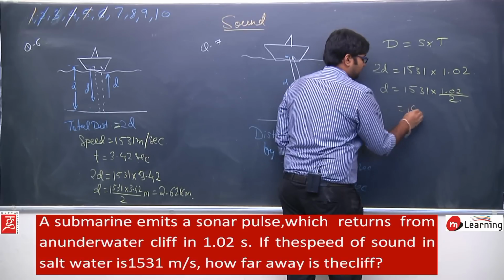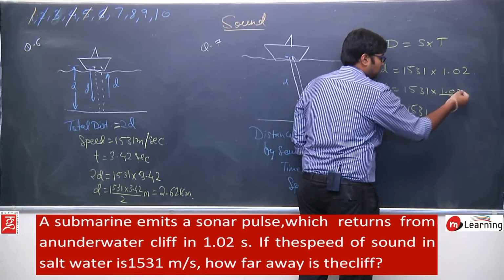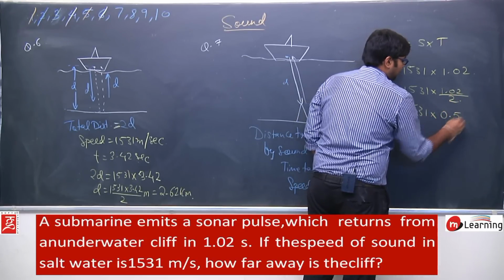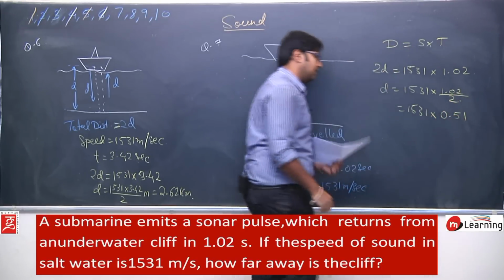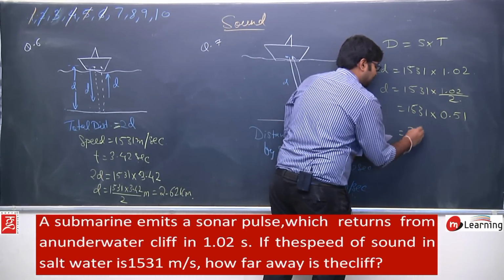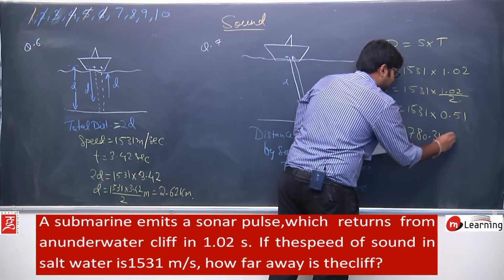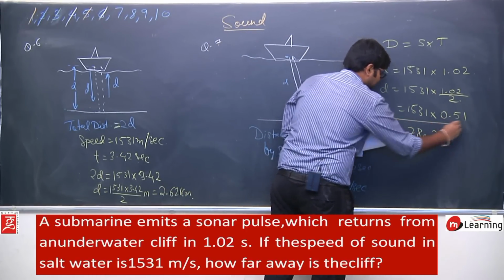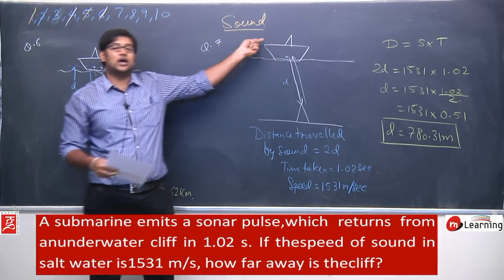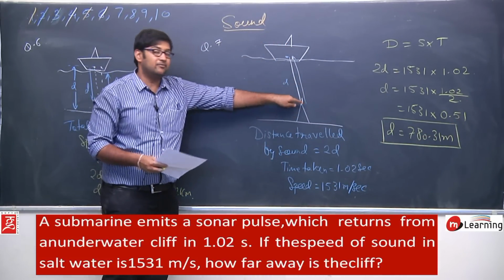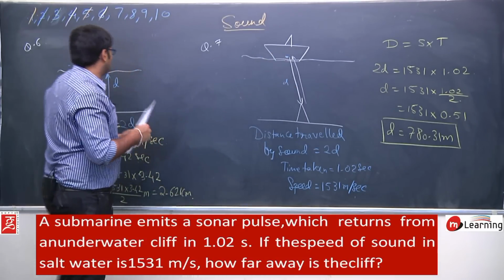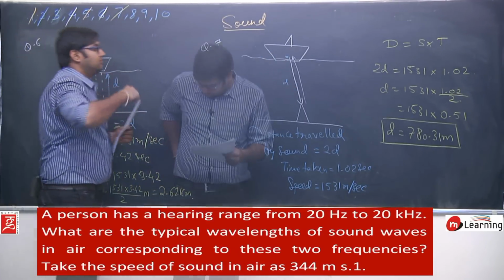Okay, so 1531 into 0.51, and when you multiply this, this will give you 780.31 meters. This is the distance of the cliff from the sonar. Okay, this is the distance of the cliff which is inside the water from the sonar. So this completes question number 7.